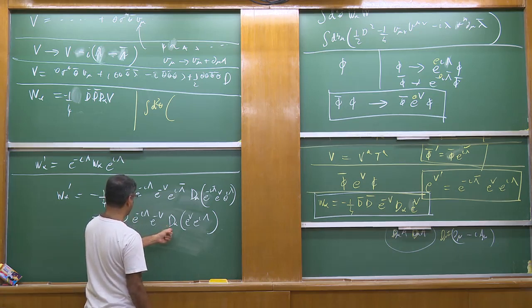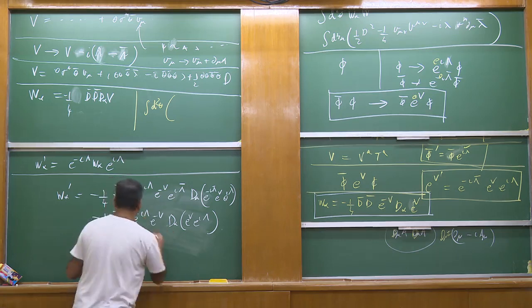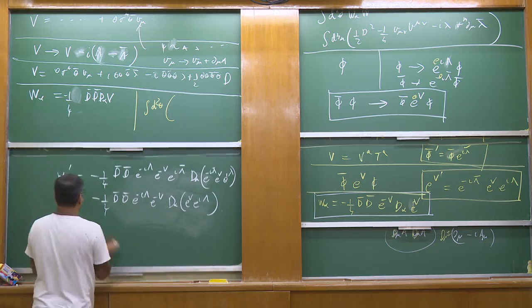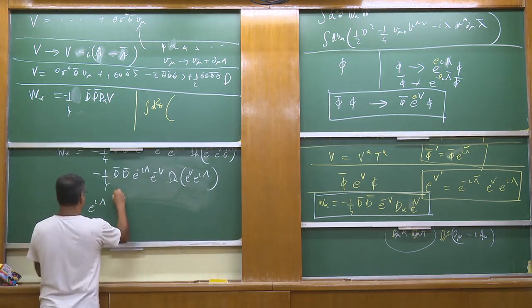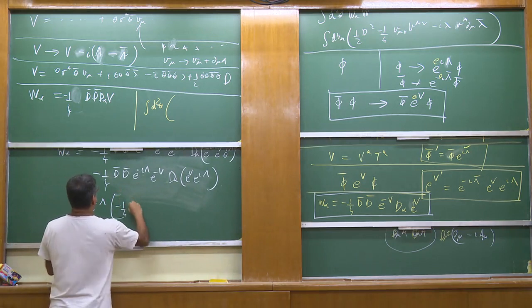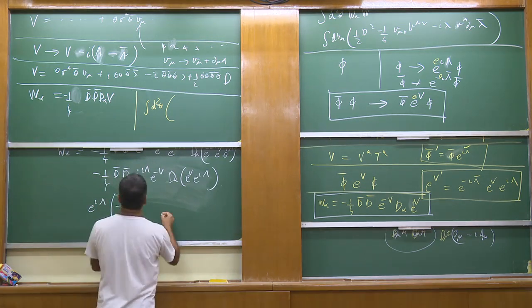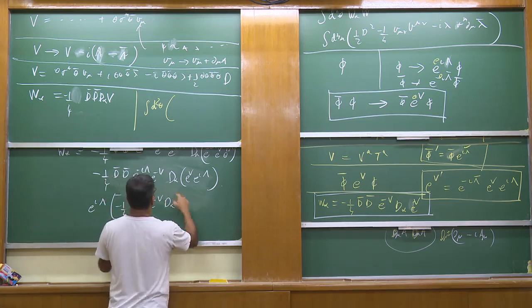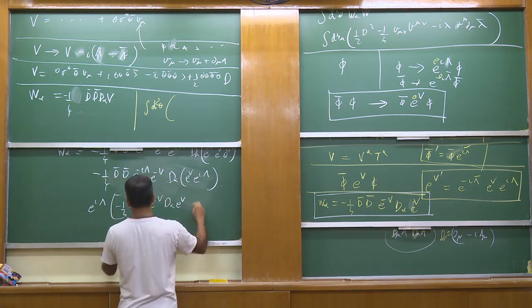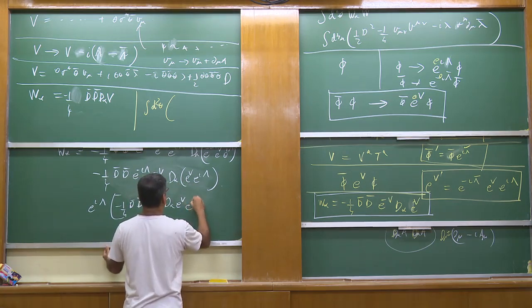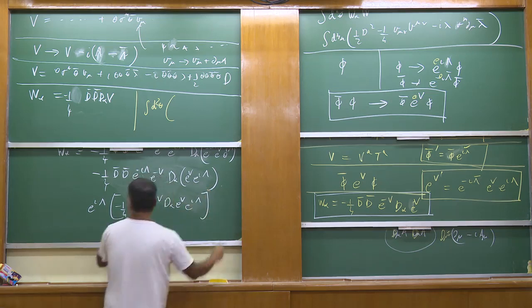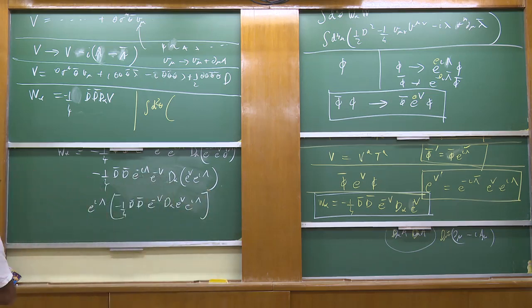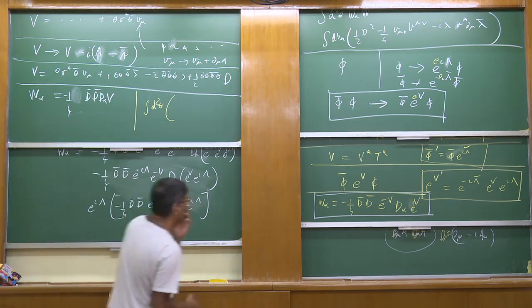E to the power I lambda goes through D bar. Yes, this e to the power I lambda goes through with D bar. So this is equal to e to the power I lambda into minus 1/4 D bar of e to the power minus V D alpha e to the power V. We're going to use that these two are inverses soon. Right, so e to the power I lambda. Okay, very good.